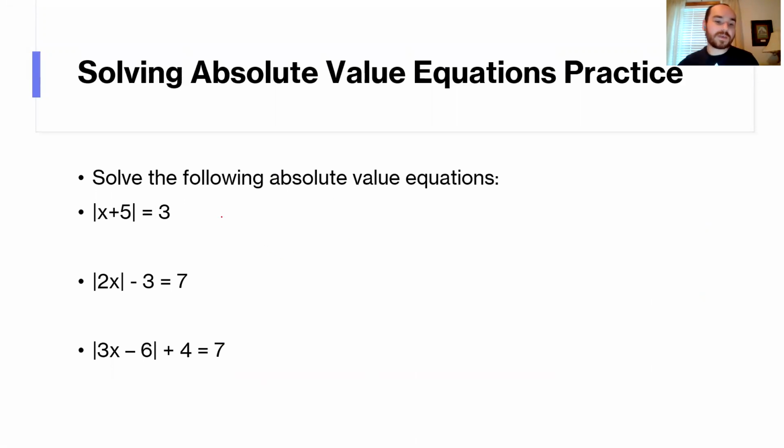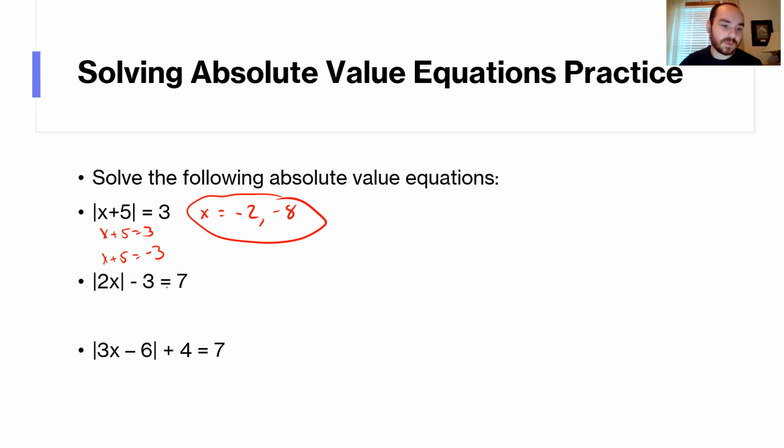We're going to solve these three equations first. So we've got the absolute value of x plus 5 equals 3. So we want to solve x plus 5 equals 3 and x plus 5 equals negative 3. We should get x equals negative 2 and negative 8. So these are the answers we'll get for this one. Subtract 5 from both sides, we'd get negative 2, we'd get negative 8.